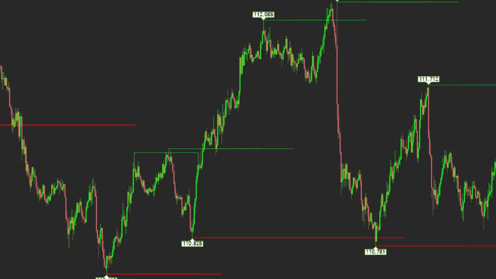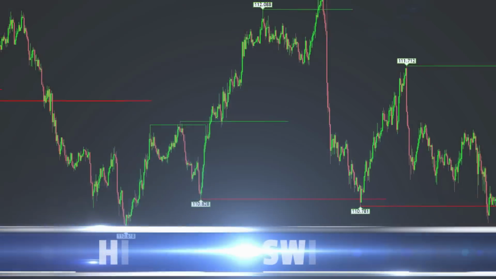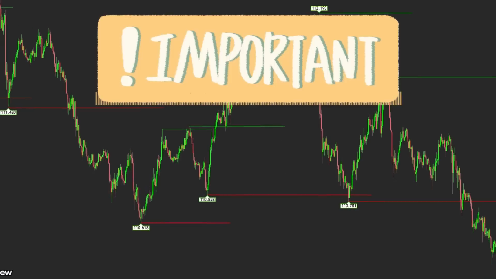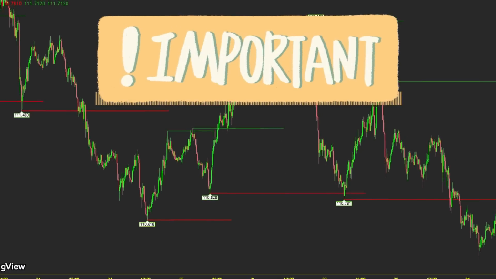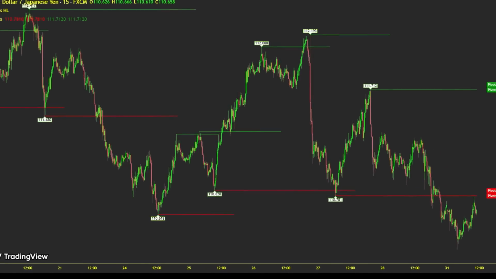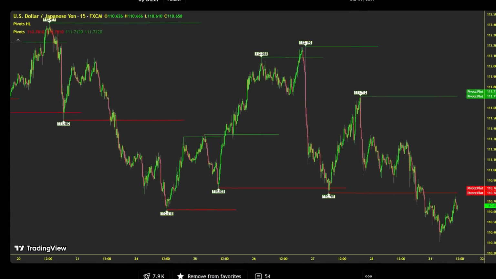Now what this indicator does is pretty neat. It automatically identifies important high and low points in the price action and draws horizontal lines on them. These lines are super important for our strategy, and I'm going to explain exactly why in a second. We'll use them to spot potential turning points in the market, which is where the money is made, right?